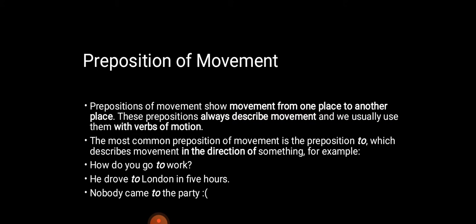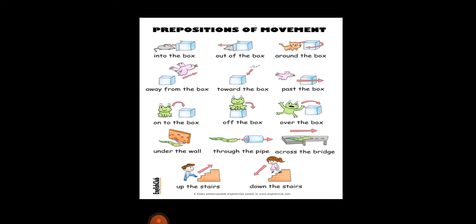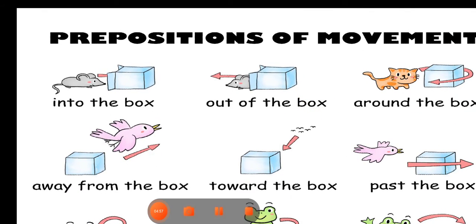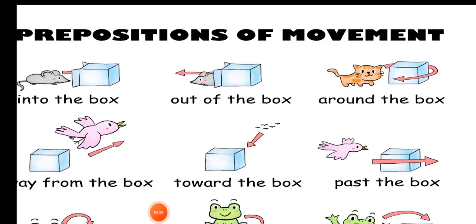Okay, let's move ahead. So what is it? This is a mouse that is getting out of the box. Ye box se bahar nikal raha. So it's showing us the movement. Okay, so what would I say? The mouse is getting out of the box. So out is also a preposition, everyone. So let's go through this picture.